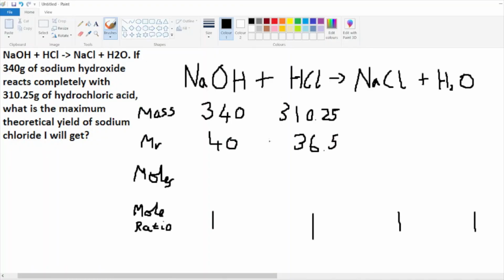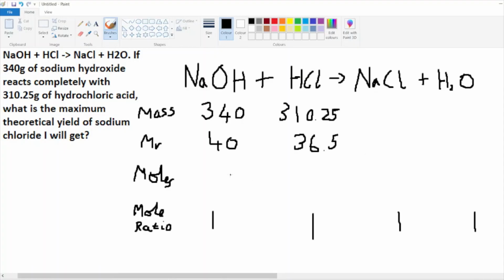So here's our table with all the bits filled in. You can see our mole ratio is nice and simple, 1 to 1 to 1 to 1. We don't even need to figure out the relative formula mass of both. We can just do it for one and then find the moles for all the others. If you want to pause and have a go right here, then you can. You probably should be able to do this by now.